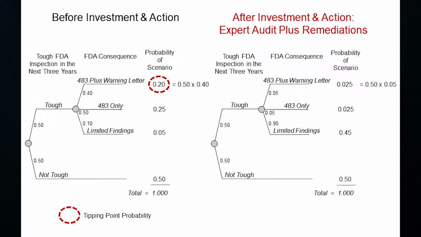The internal team has considered a risk mitigation strategy of hiring an expert audit team to perform an inspection of the site to recommend remediations prior to the next FDA inspection. The question is, how would this change the probability of the tipping point occurrence? The team can't change the probability of a tough FDA inspection in the next 3 years, but the internal team believes the remediations would reduce the chance of receiving the 483 plus warning letter from a 40% chance down to a 5% chance, resulting in the reduction of the tipping point probability from 20% to about 2.5%.